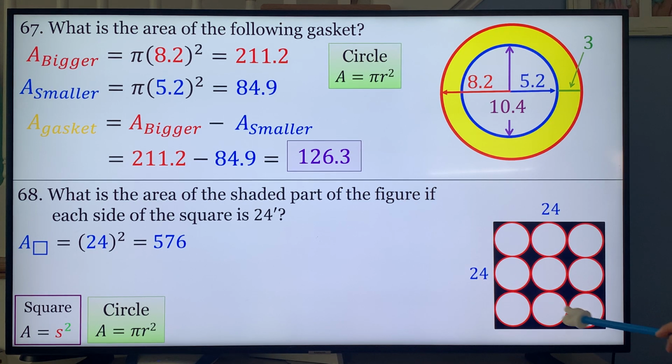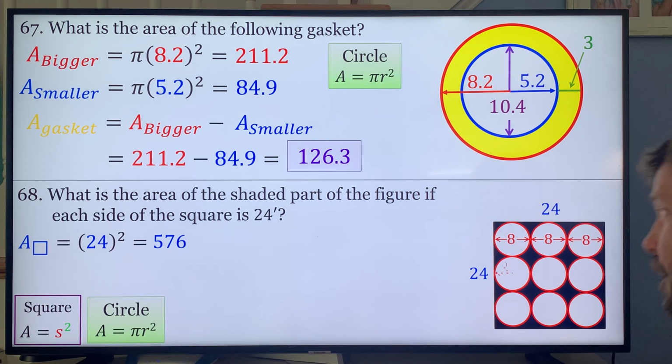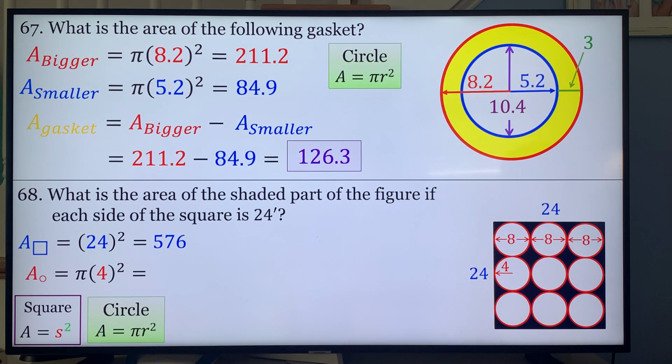So we need to know the area of each one of these circles. And what do you notice about those circles? They're all congruent, right? So how do you find the area? You need to know the radius. How do you find the radius? Well, each one of these circles has a diameter of what? Since they're all congruent and all 3 add up to 24, each of these diameters are the same. 24 divided by 3 would be 8. Now, since each diameter is 8, what does each radius have to be? Half of the diameter, which is 4. So now I can find the area of each one of these. Pi times 4 squared, 16 pi, which is 50.3.